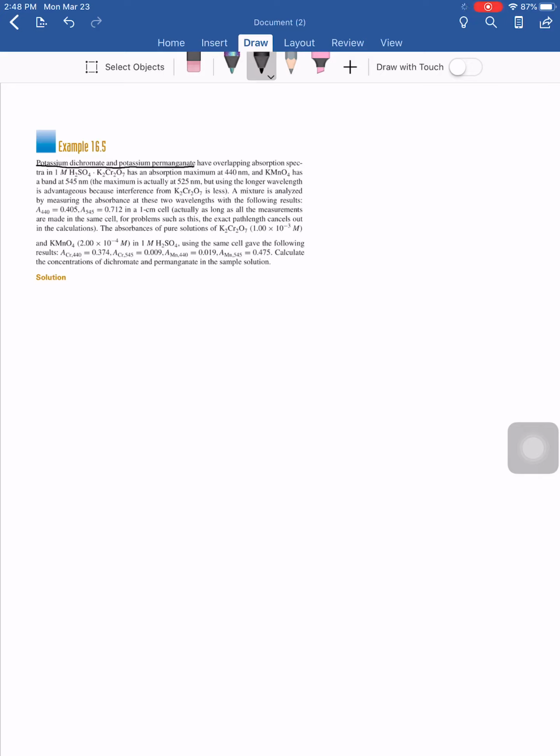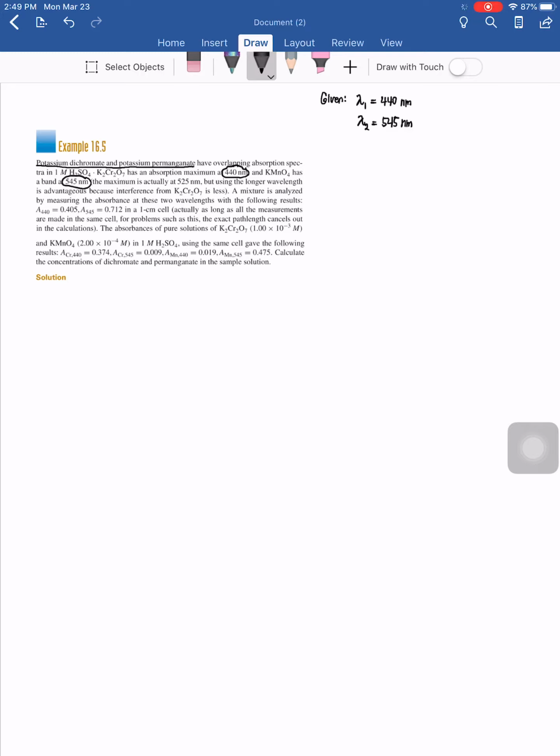Now in this example, we're given two wavelengths. So let's write down our given. What our problem says is that potassium dichromate has an absorption maximum, let's refer to it as lambda 1, at 440 nanometers. Meanwhile, potassium permanganate has its band at lambda 2, which is equal to 545 nanometers.